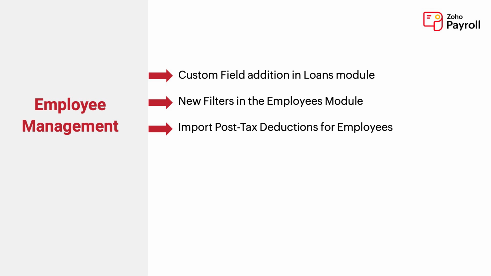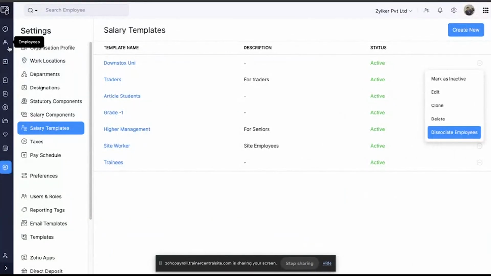So as you might know, post-tax deductions are those deductions which are applied after the net pay is computed. So we have two types of post-tax deduction. You can either create it as a recurring or a one-time deduction. So these details can be bulk imported using the Excel import option which we have in our system. And also there is an option to add a custom field within the loans module. So I'll showcase that in the payroll system.